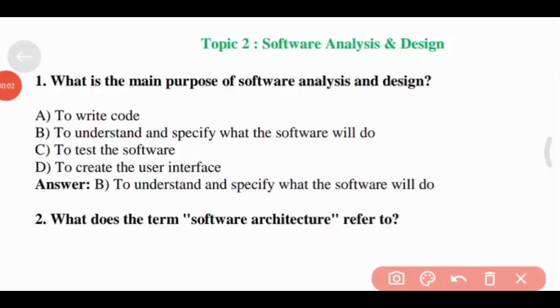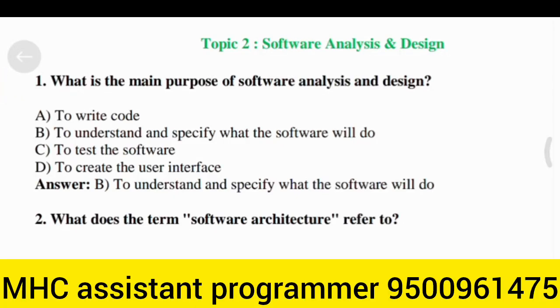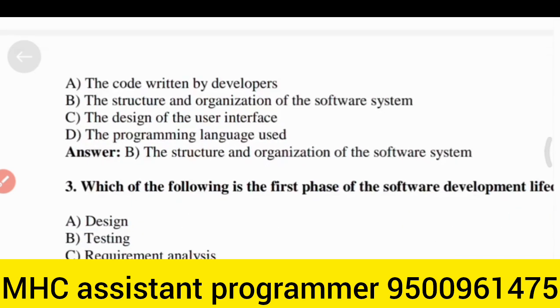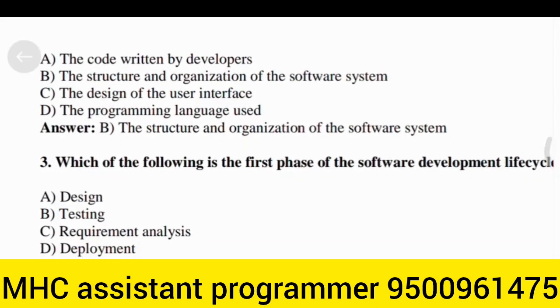Programmer. Important MCQ questions. Topic 2, Software Analysis and Design. What is the main purpose of software analysis and design? Option B, to understand and specify what the software will do. What does the term software architecture refer to? Option B, the structure and organization of the software system.